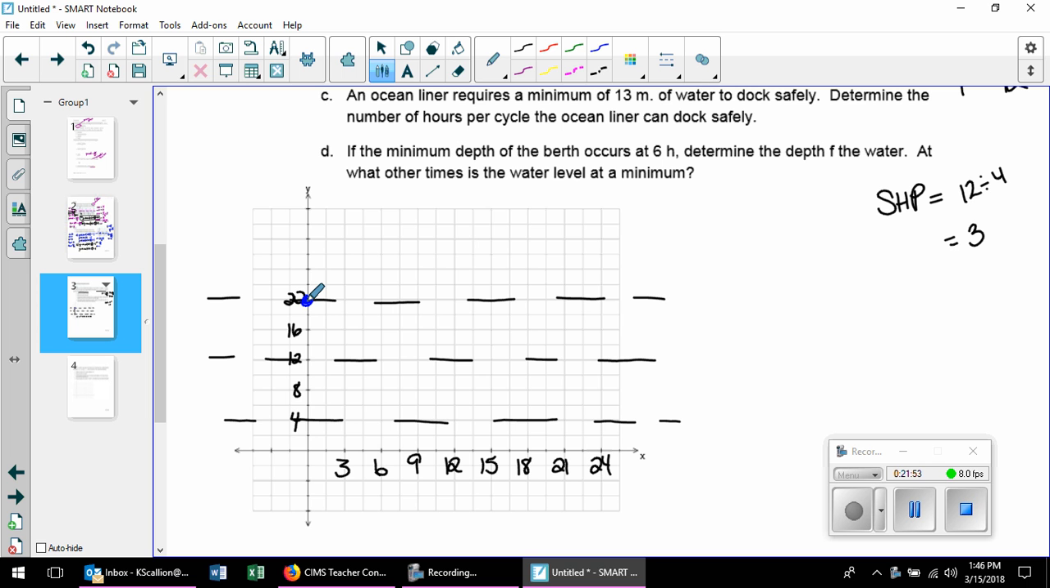And we said every 3 hours, something's happening, and my increments reflect that. So at 3 hours, I'm at a median. At 6 hours, I'm at a minimum. At 9 hours, I'm back to a median. And at 12 hours, I'm back to a max. That, ladies and gentlemen, is our first cycle. The question asked me to graph 2 of them, though. So I got to keep going.